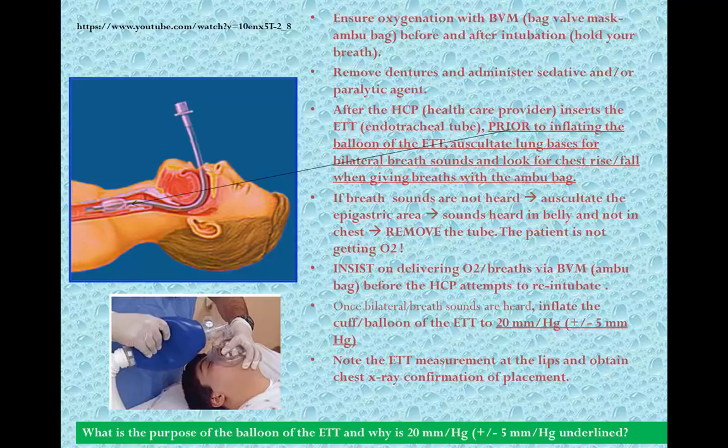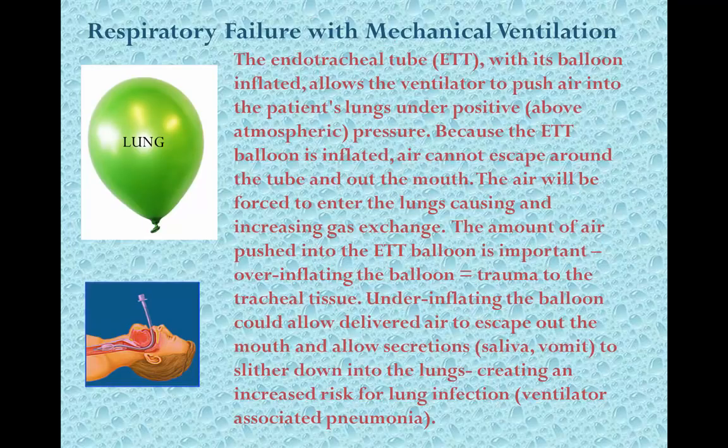What is the purpose of the balloon at the end of the endotracheal tube, and why is 20 millimeters of mercury underlined? Well, the endotracheal balloon allows the ventilator to push air into the patient's lung under positive pressure. Notice that if this balloon was deflated and you had this attached to a ventilator, which you don't see here in the picture, once air would go in, because there is resistance in the lungs, and that's normal, there's always some resistance in the lungs, the air would go the path of the least resistance and it would just go back out the mouth.